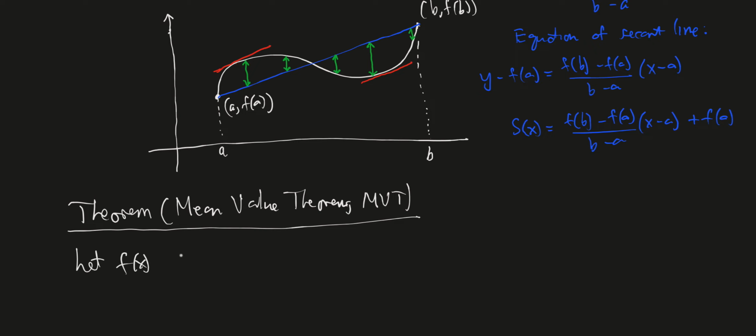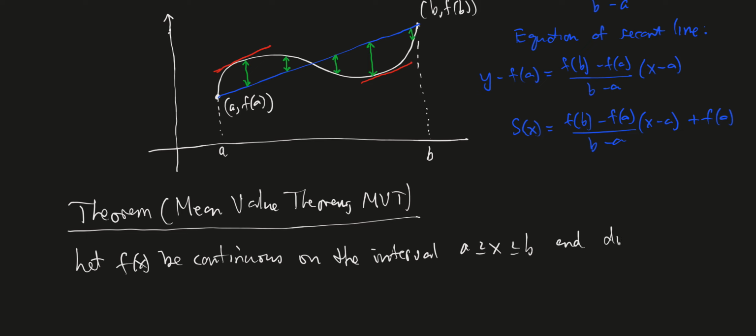So let f of x be continuous on the closed interval a to b, and differentiable in the open interval, where we exclude both endpoints, a to b. And then this is what it says.